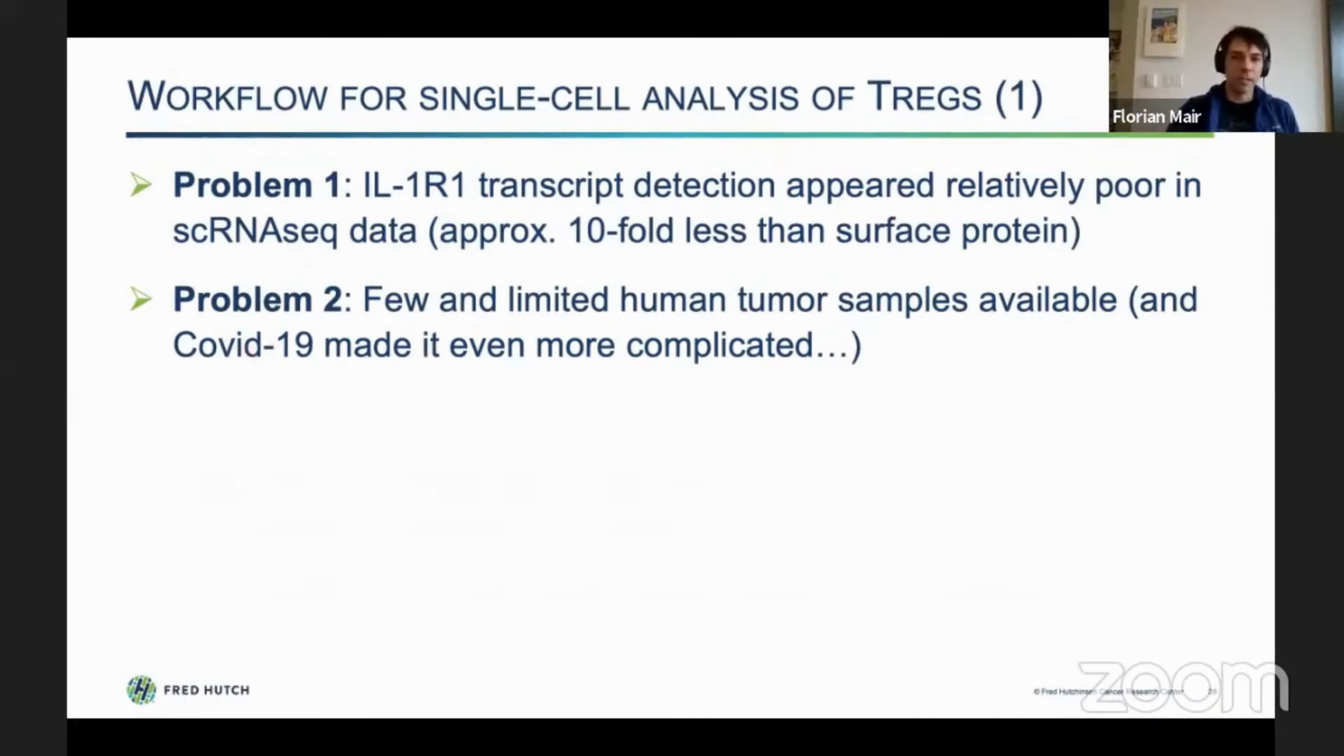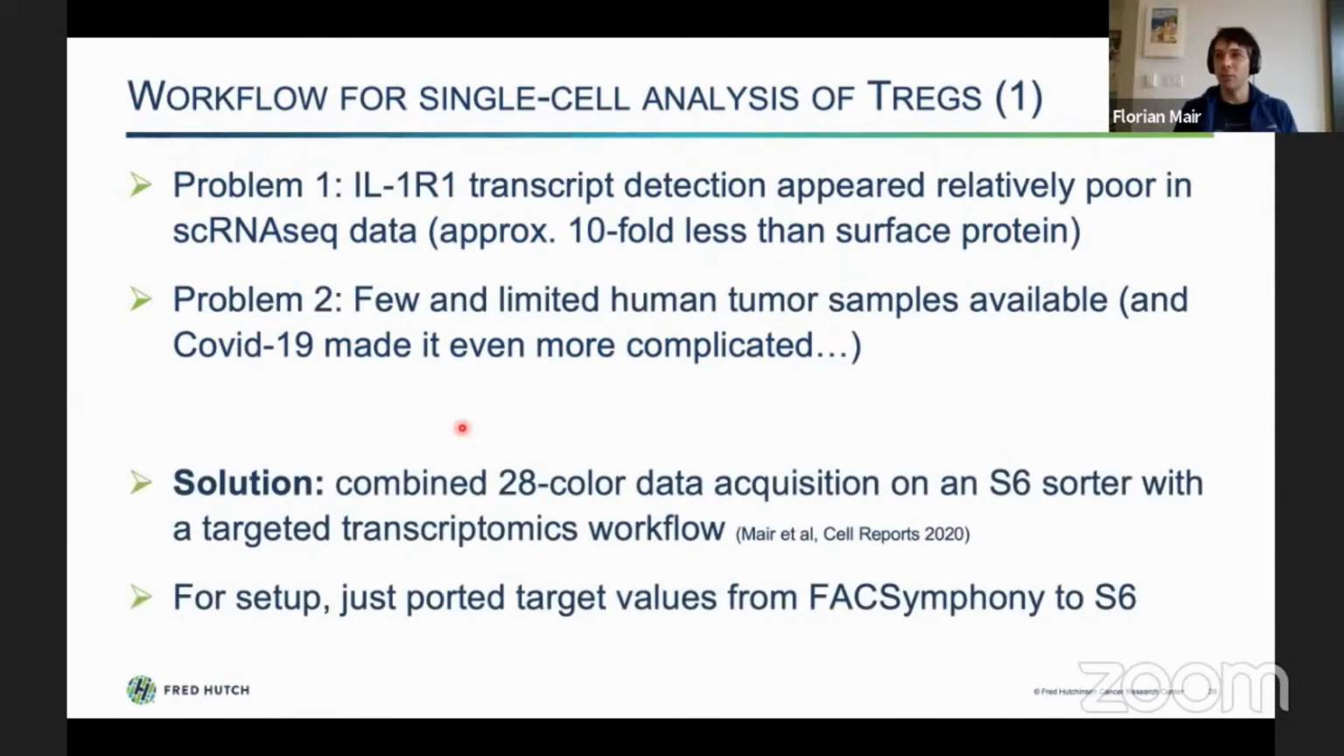So what we wanted to get is we needed to have the phenotypic data, and we needed to be able to sort in parallel without losing any sample. And in this case, we were actually lucky because the Hutch just got the S6 sorter. So I didn't have much choice. I just took the established 28 color panels that we had and whacked it onto the S6, hoping that it would work and I could sort the populations. So I literally just took my target values from the FACS Symphony, ported it to the S6 just after it had been installed, and just hoped that it would work.